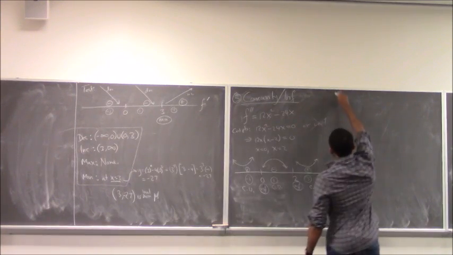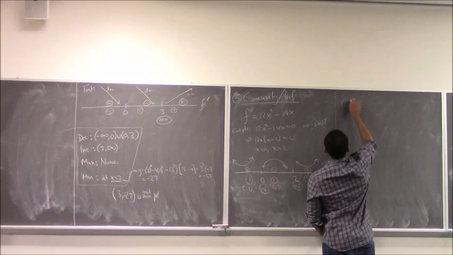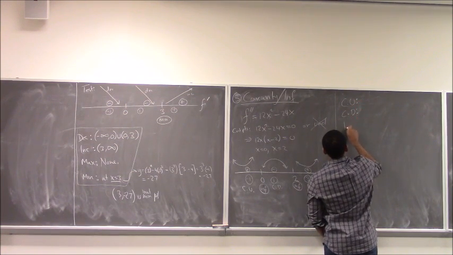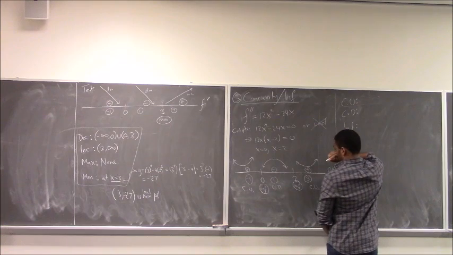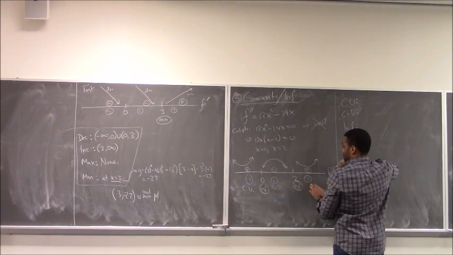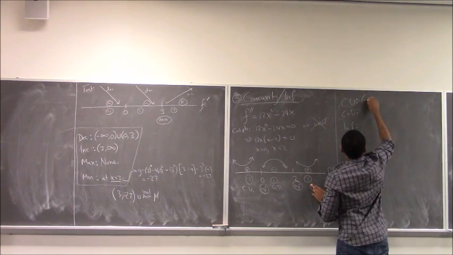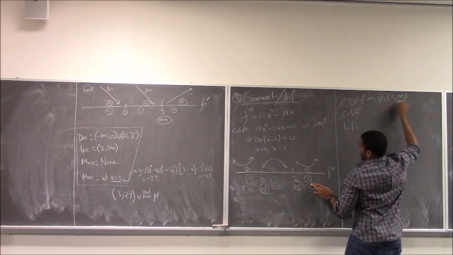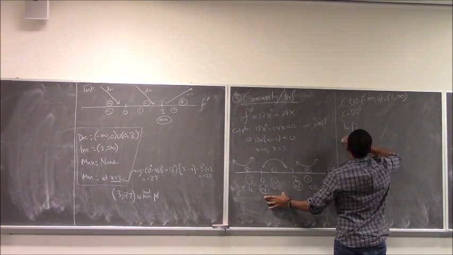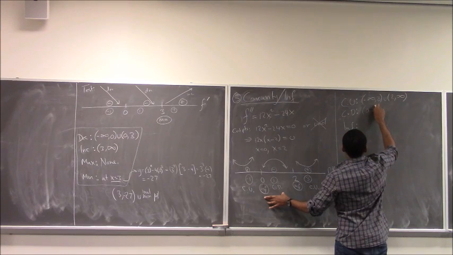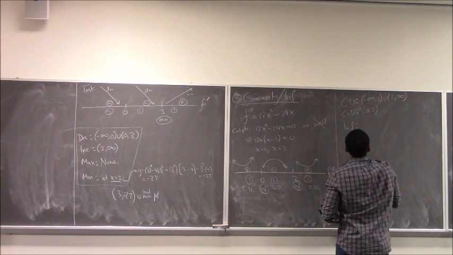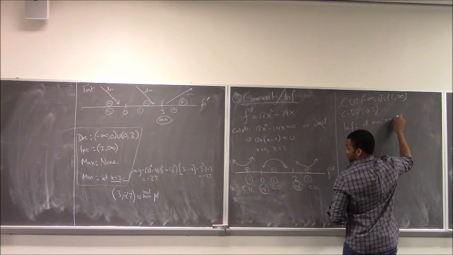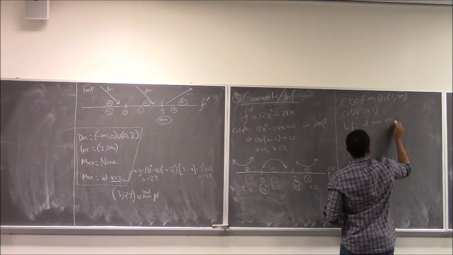So let's take an account of what we have so far. We know where we're concave up, concave down, and our inflections. So we're concave up here and here, and we're concave down in the middle. We have inflections at x equals 0 and x equals 2.